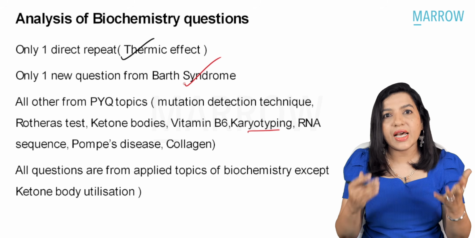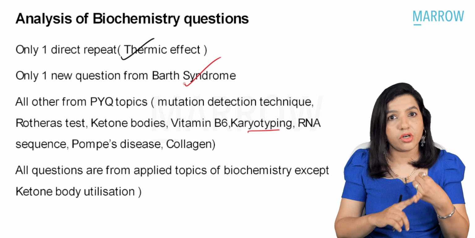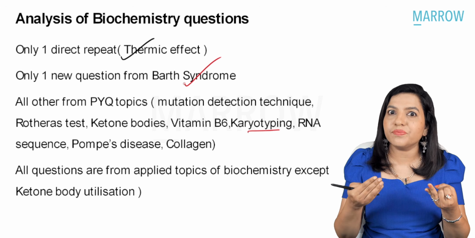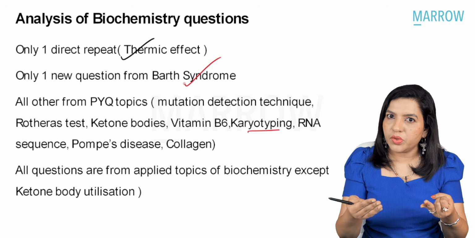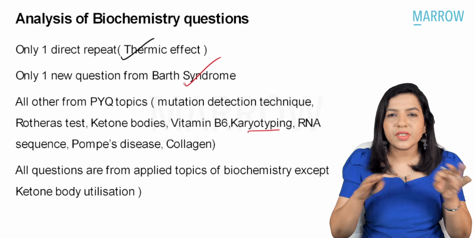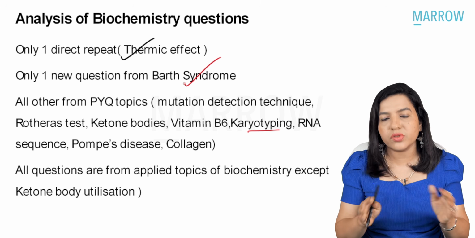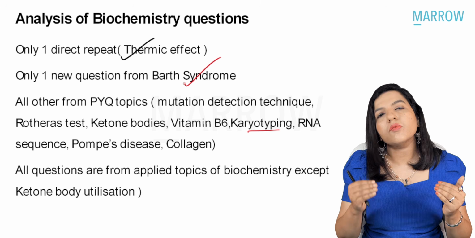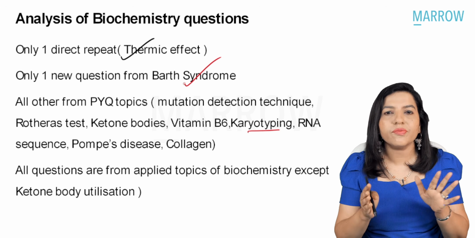Then collagen. Collagen, very important every time. Either collagen disorders are asked, or last time the synthesis of collagen, from there the post-translational modification was asked, a similar question from the same area. So that is also every time a very important high yield topic. All the topics were asked from high yield areas only. So the important message is that never miss any high yield areas of biochemistry.